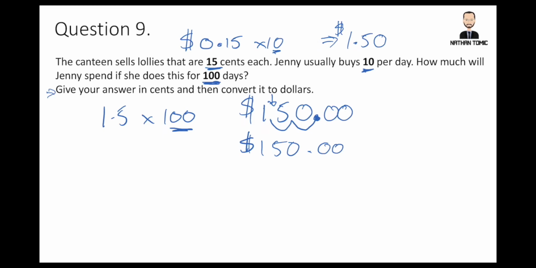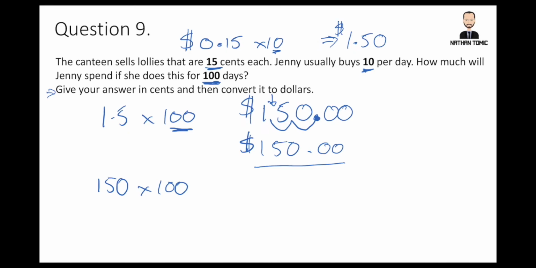We have to remember this last bit of the question. Give your answer in cents and then convert it to dollars. But we've already got the dollars amount here. How do we convert that to cents? So let's think about that. There are $150, and how many cents in a dollar? There is 100. Okay, so if we multiply 150 by 100, that will give us how many cents we have.